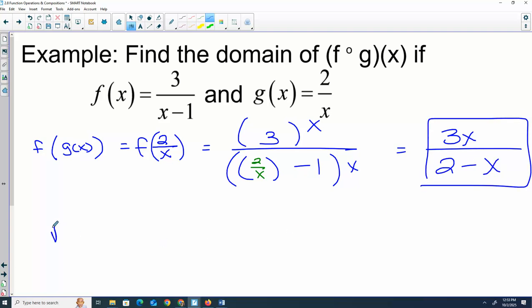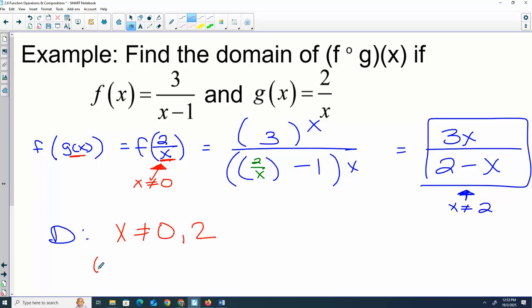Alright, for my domain, I look at the final answer. And I know right now that x cannot be what? 2. Because if I have a 2, when I do this composition, it's going to give me 0 on the bottom. But I also have to be able to get to this point. The very first thing you're going to do is plug it into function g. If I'm putting a number into function g, what can I not plug in? 0. So my overall domain, x cannot be 0 or 2.